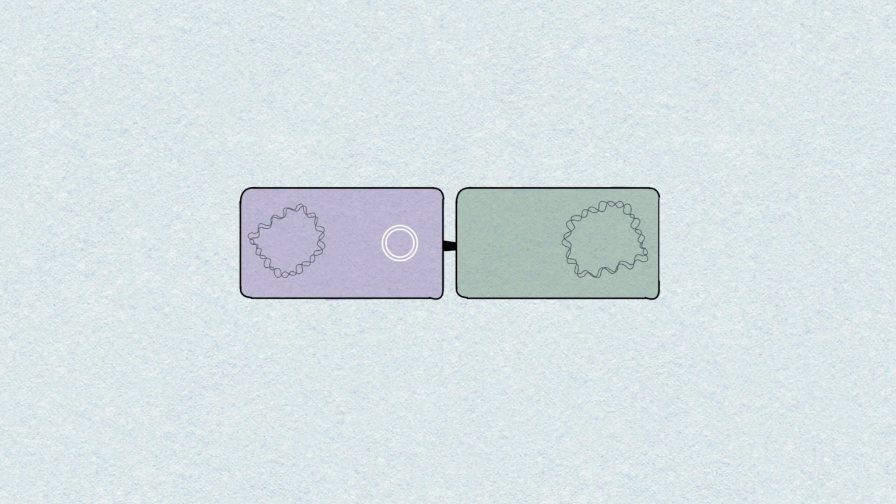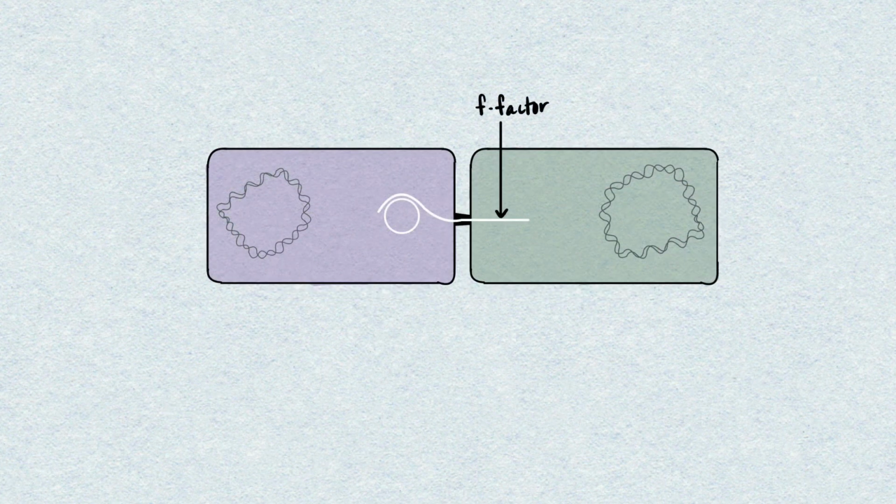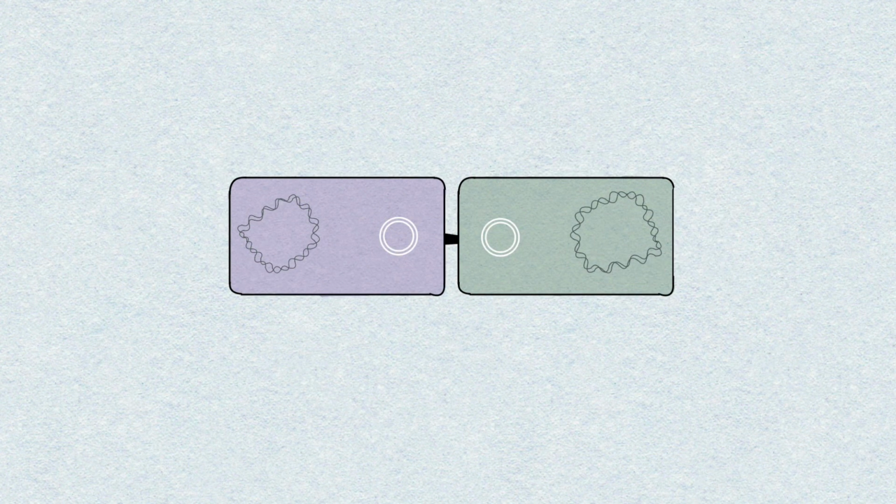What is cool about this is that the donor cells have a chunk of DNA that is called the F factor, which stands for fertility factor. Once this is transmitted to the recipient, it is able to make its own pilus and transfer DNA to other bacteria cells.